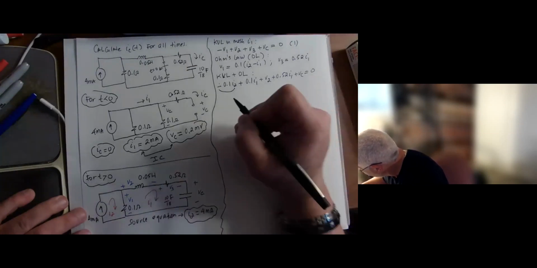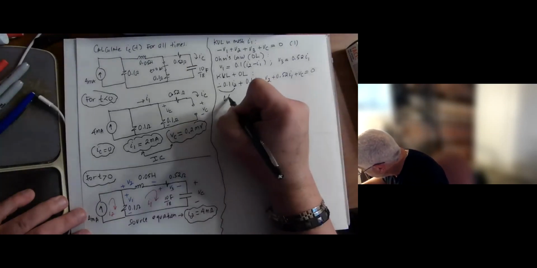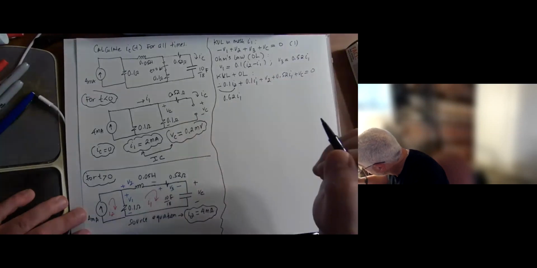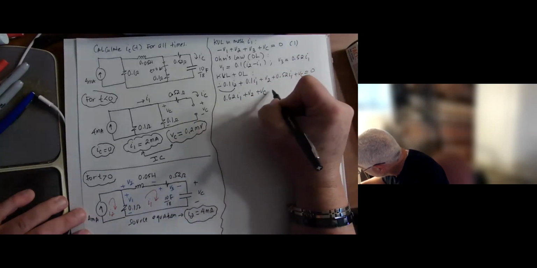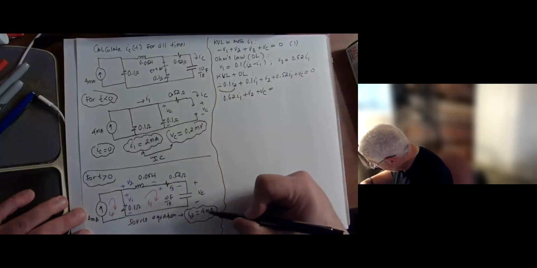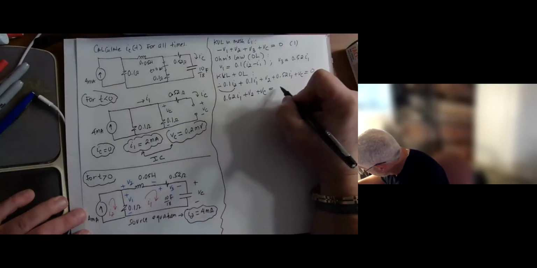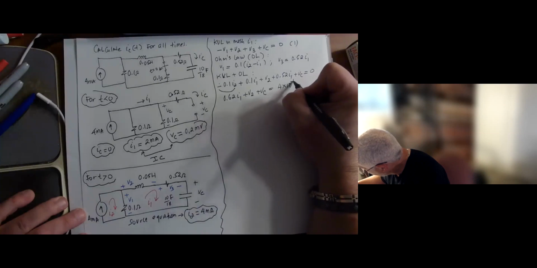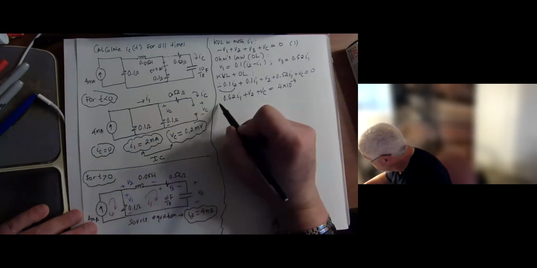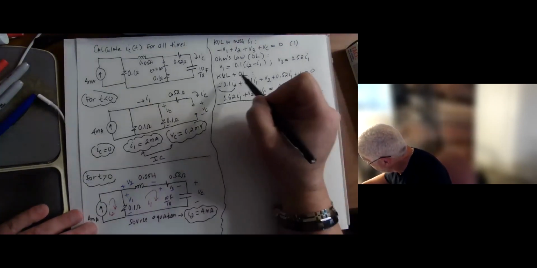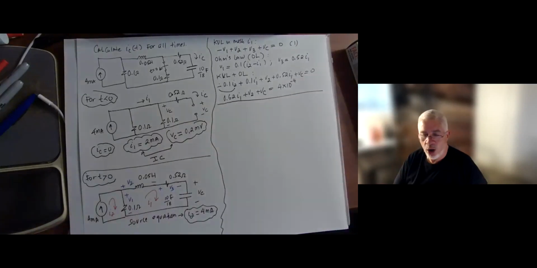So what do I have here? I have 0.62 I1 plus V2 plus VC equals 0.1 times this, so it's essentially 4 times 10 to the minus 4. That's what we got. So this is again my step: KVL plus Ohm's law.